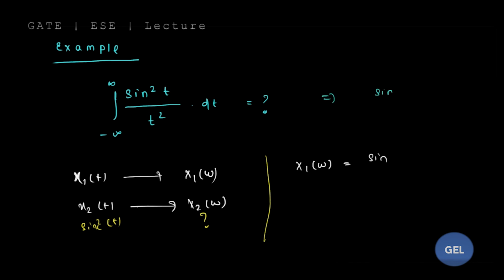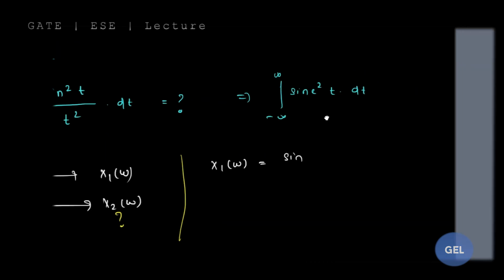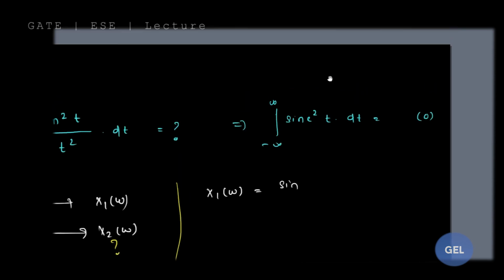So this question can be rewritten like this: the integration of sinc square t dt from minus infinity to infinity. This value will be F(0). What is F(0)? It is the Fourier transform of this thing. If the Fourier transform of sinc square t is X(ω), then the integral of sinc square t dt will be nothing but X(0). This is what your area property is.